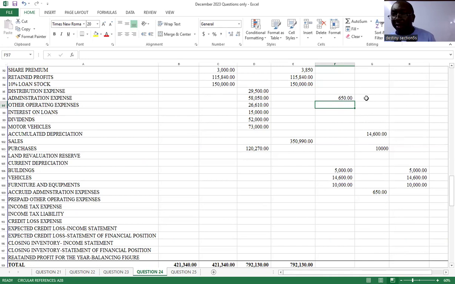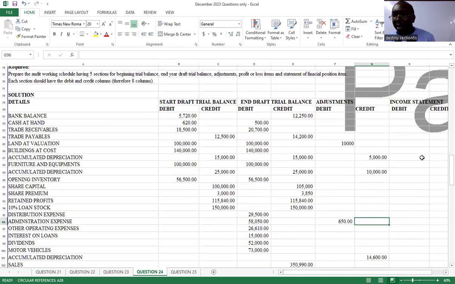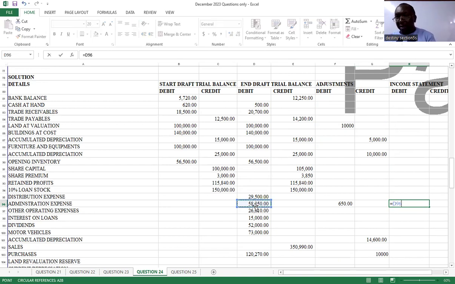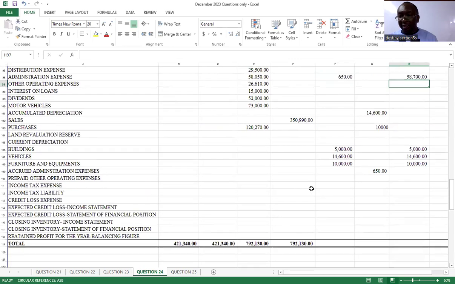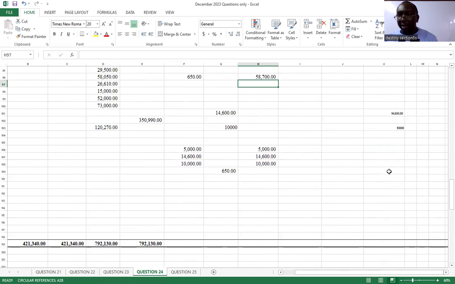They will come to the income statement here as an expense. So we will say equals this amount here plus this one that we have added. We press enter. So that one comes in there. Then this 650, this one here, it will go to the balance sheet here as a liability. As a liability, this one. So that is also completed.